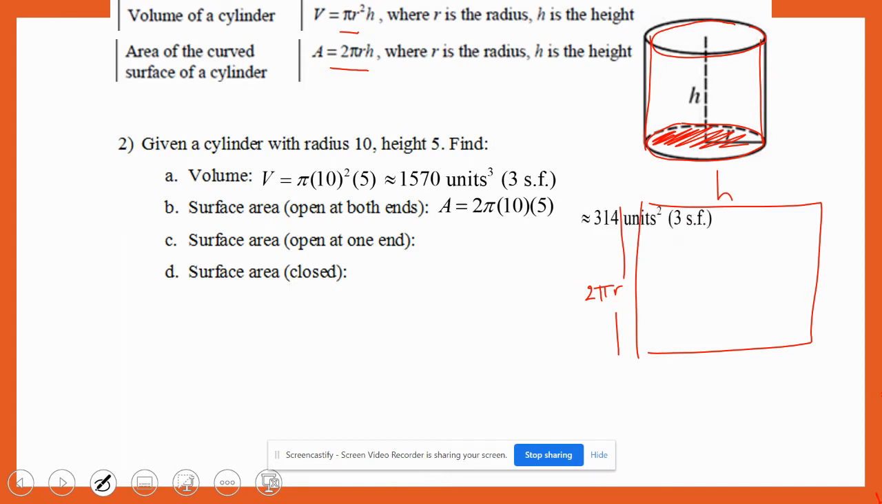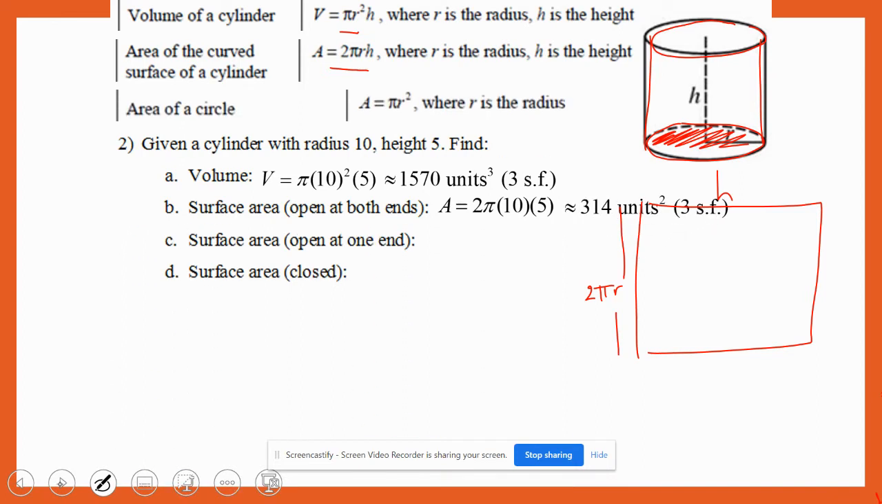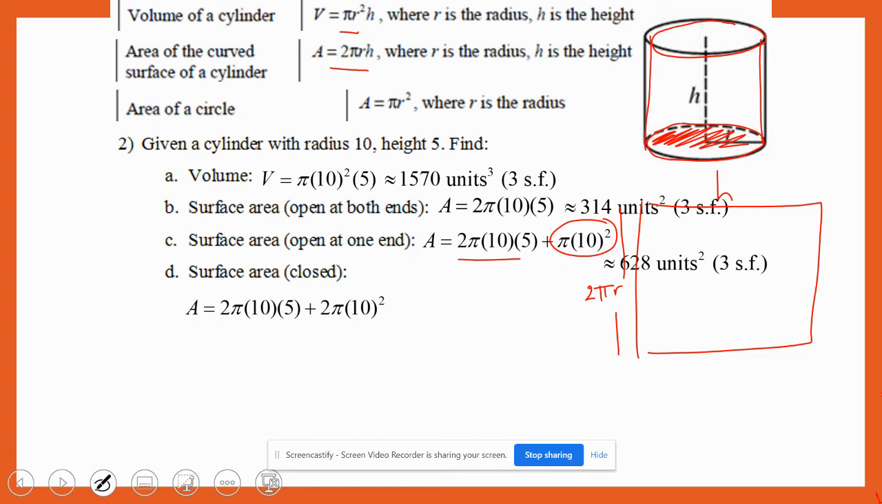And if it's open at one end, you're going to add one circle. So we still have our 2 pi r h plus one circle. And if it's a closed cylinder, you're adding 2 circles. So you have to customize your formula for what it's asking.